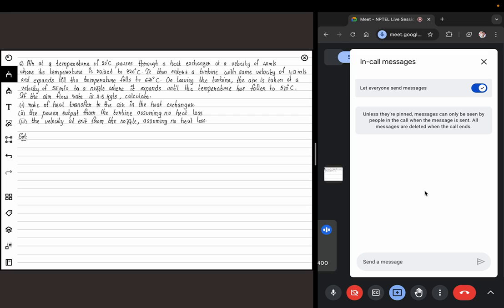a nozzle, where it expands until the temperature has fallen to 510 Celsius. If the air flow rate is 2.5 kg per second, calculate the rate of heat transfer to the air in the heat exchanger, power output from the turbine assuming no heat loss, and velocity at exit from the nozzle assuming no heat loss.